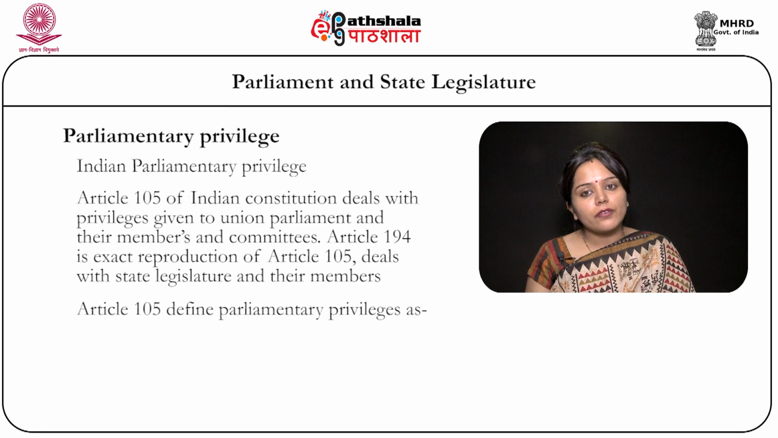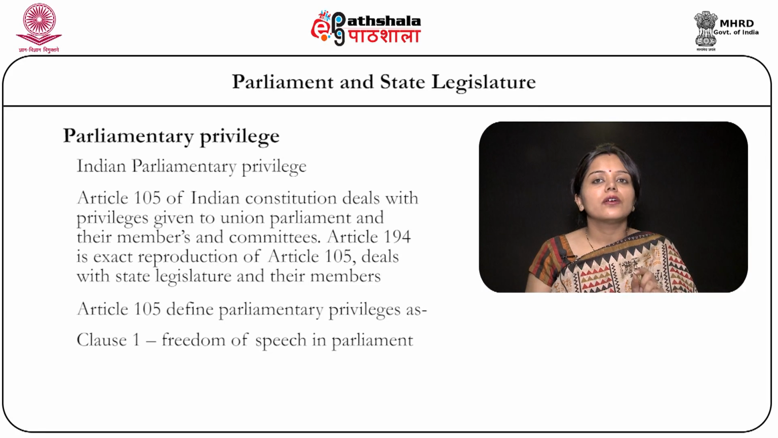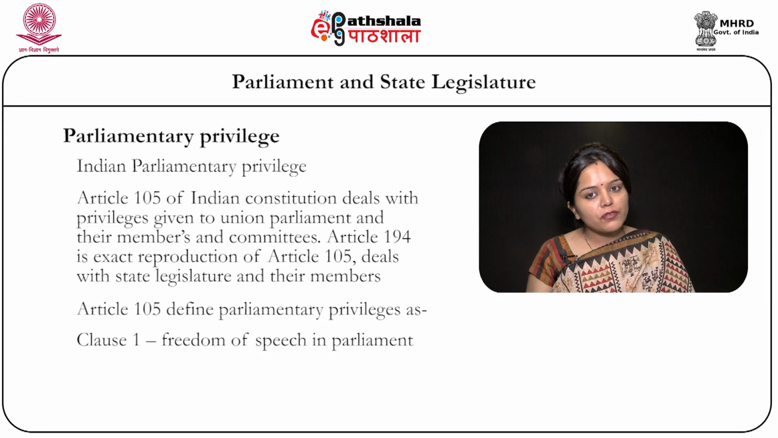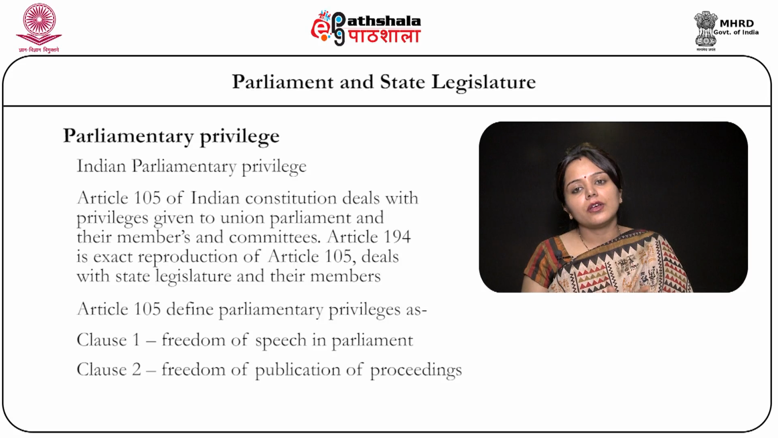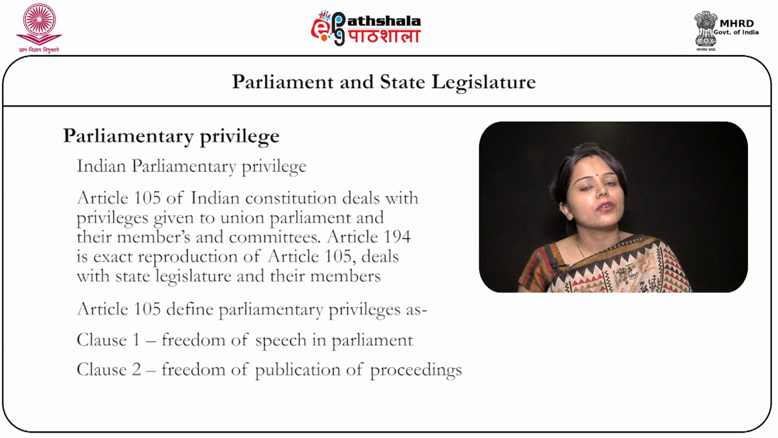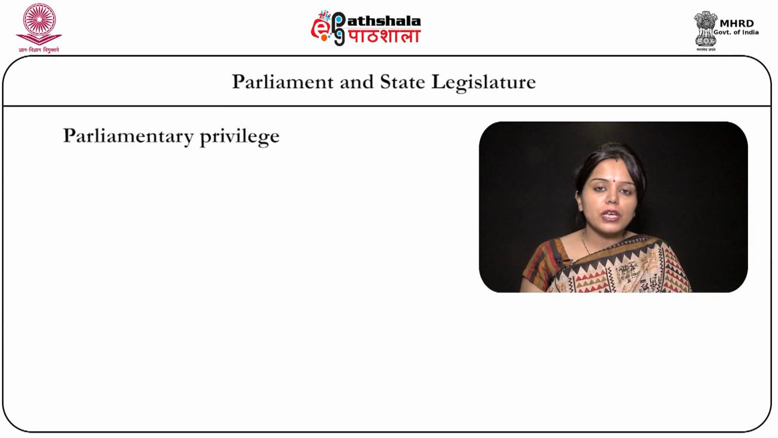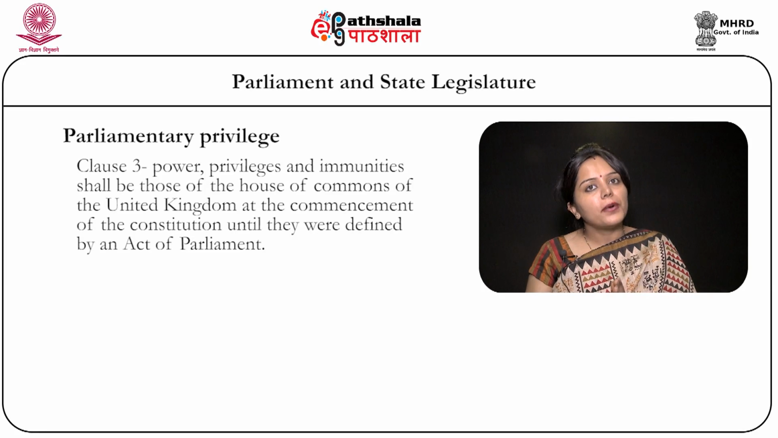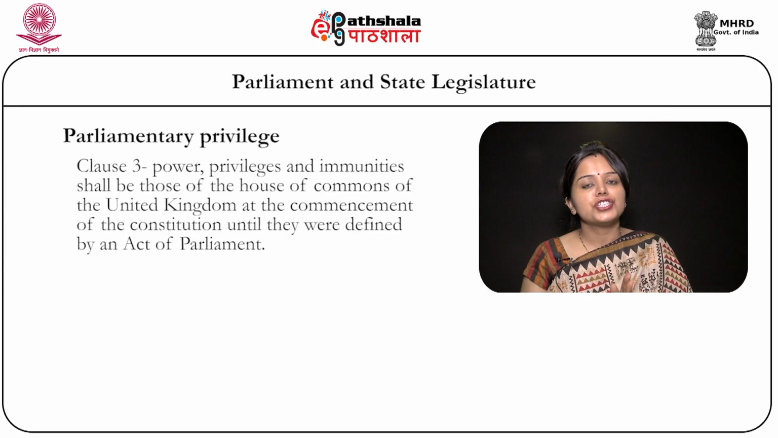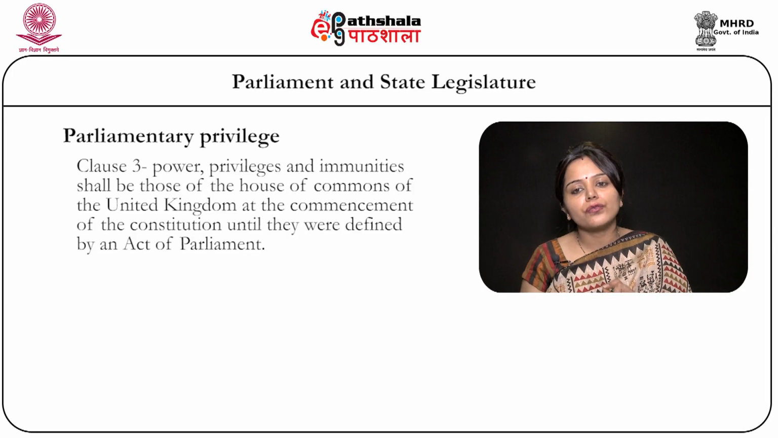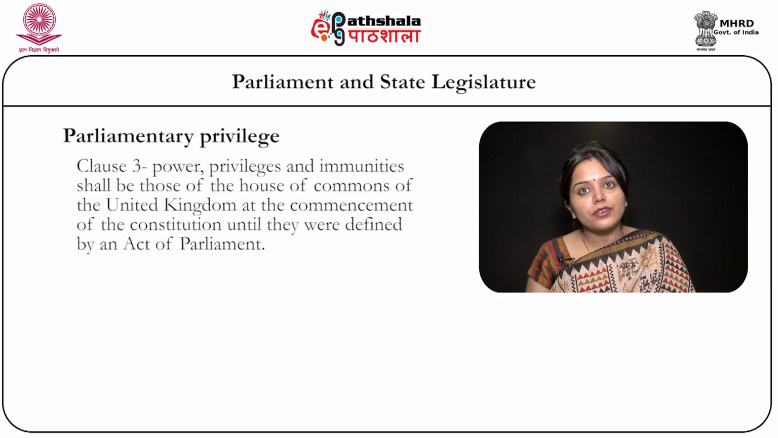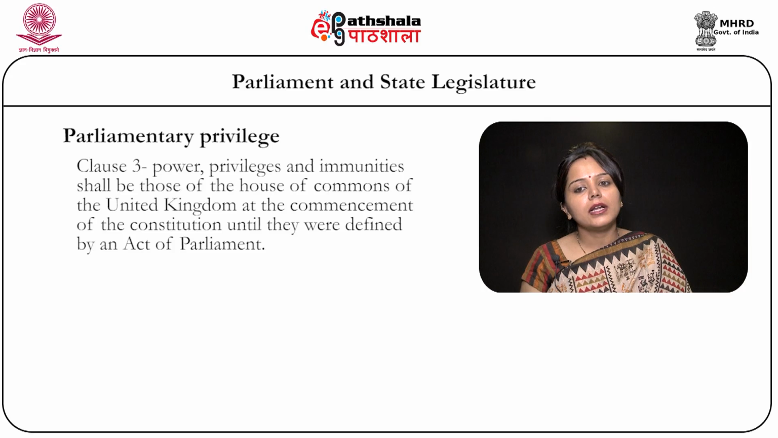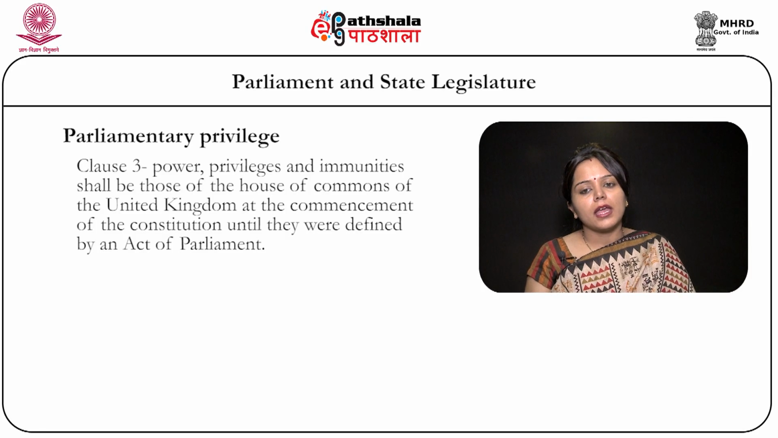Now, I would like to define Article 105, which gives the parliamentary privileges, as follows. Article 105 clause 1 gives the freedom of speech in parliament. Article 105 clause 2 gives the freedom of publication of proceedings, and clause 3 of Article 105 provides that powers, privileges and immunities shall be those of the House of Commons of the United Kingdom at the commencement of the Constitution until they are defined by an Act of Parliament.